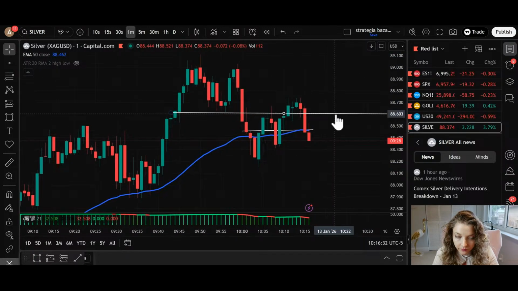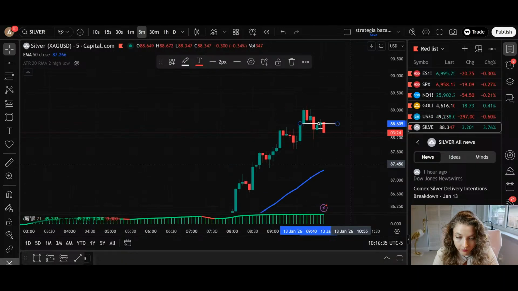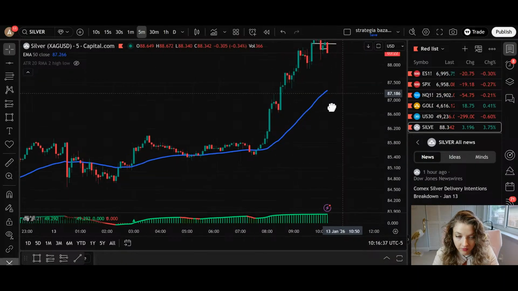Silver. We're going short on silver, at least till the EMA 50.